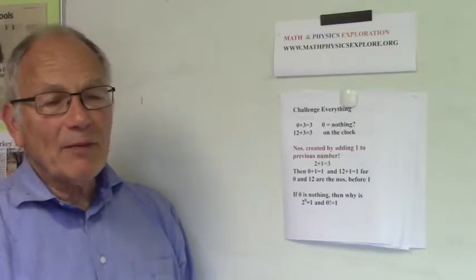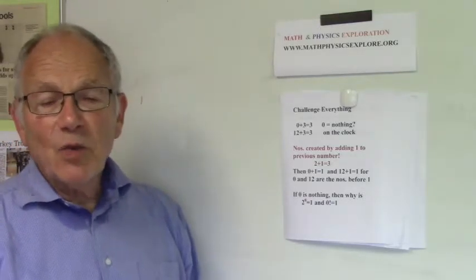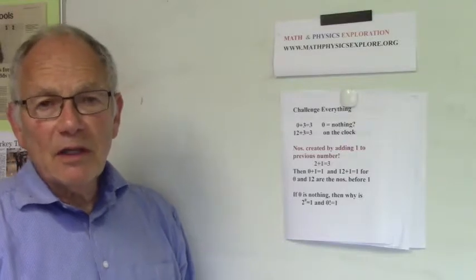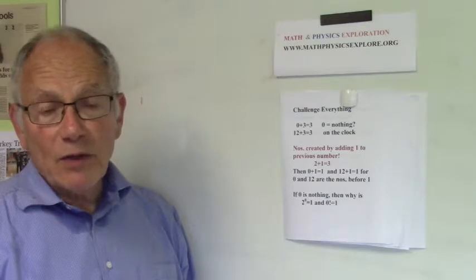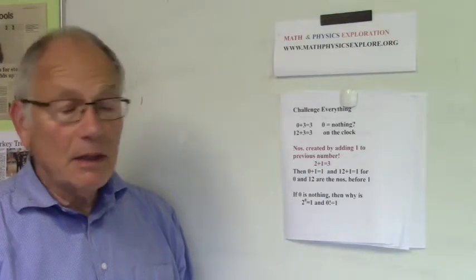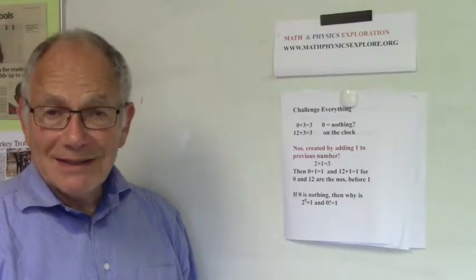Well, after people hem and haw trying to explain this, I said, look, how do we make our numbers? We add 1 to the previous number. So 2 plus 1 is 3. Therefore, 0 plus 1 on the number line would be 1. And 12 plus 1 on the clock would be 1. That's a consistent definition.